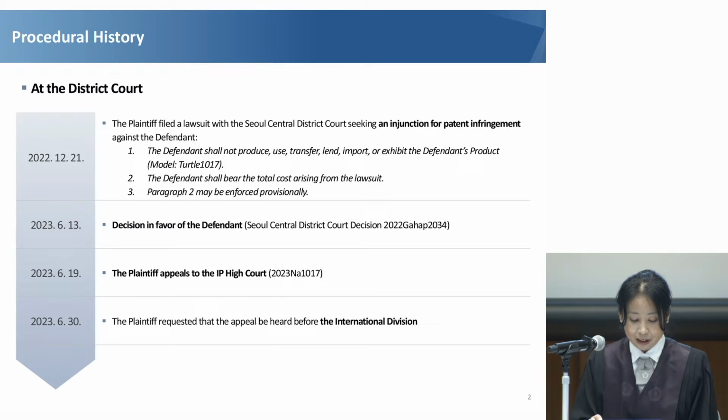The plaintiff filed a patent infringement suit against the defendant in Seoul Central District Court of Korea, seeking an injunction to prohibit the production of the defendant's product. The district court dismissed the plaintiff's claim on the grounds that the plaintiff's patent rights had been exhausted. The plaintiff then filed an appeal with the IP High Court and requested an international trial.